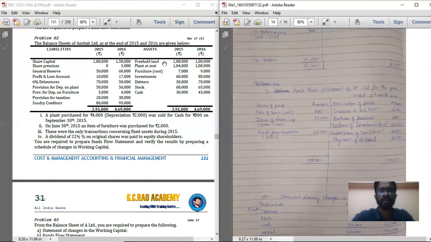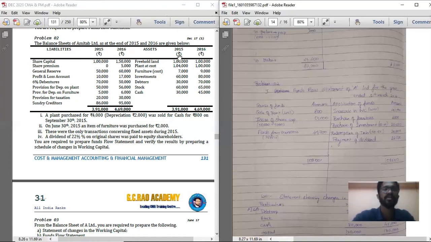Next, freehold land. See, freehold land for 2015 and 2016 are the same. So there is no source of fund or application of fund from this freehold land. Next, plant cost. Plant cost of 4,000 you have sold. So you have taken into consideration the sale value. Next, furniture 2,000 rupees, that is also taken into consideration.